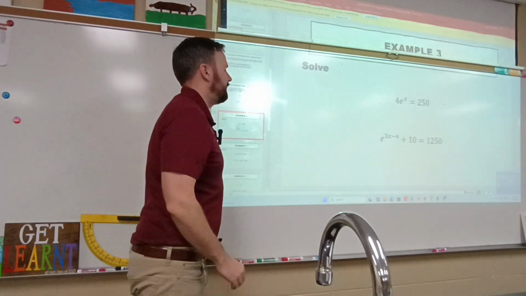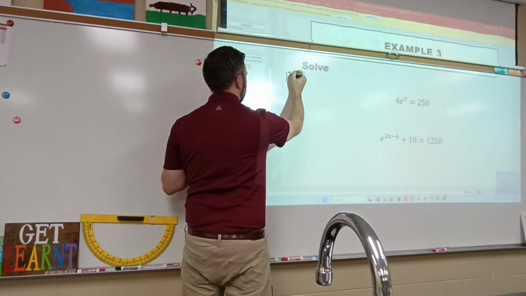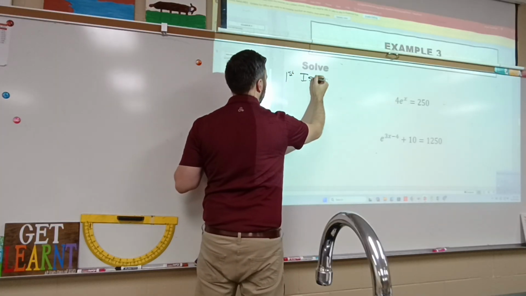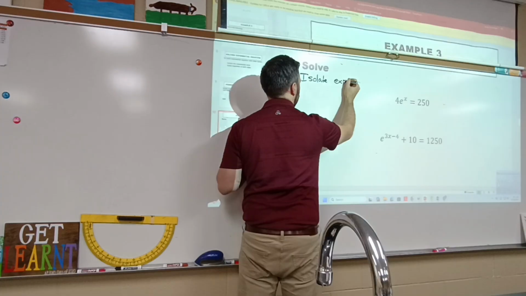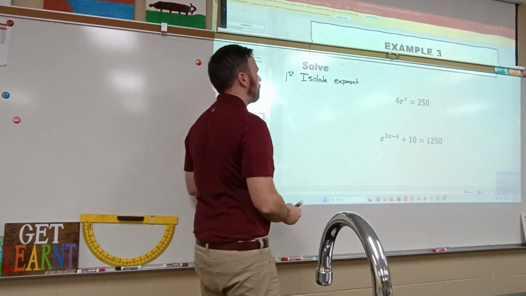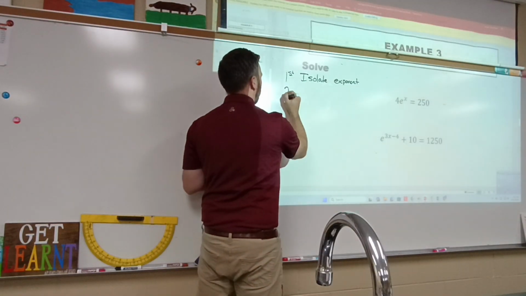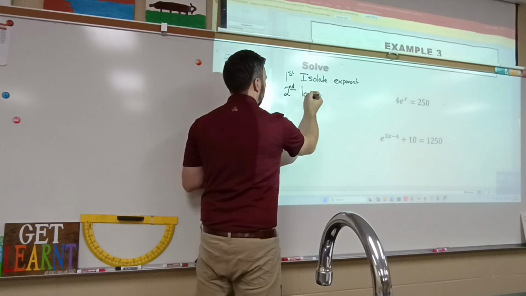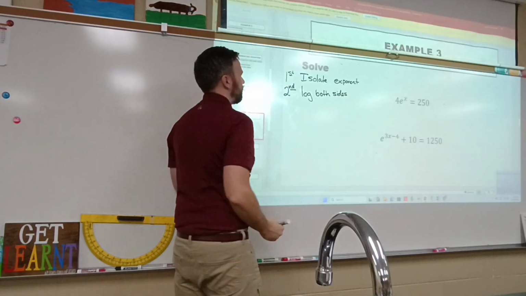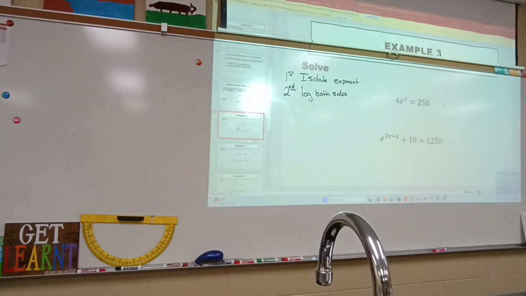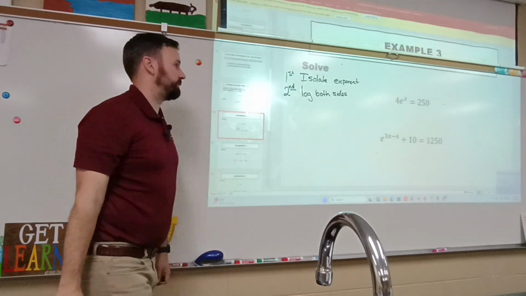First step always, and it said it on the first slide, is we need to isolate the exponent. We need a number to an x. That's all we need. And then second, we're going to log both sides. That's going to be my advice. We're going to do that every time. Get the exponent by itself, log it, and then we just solve it with good old-fashioned algebra.